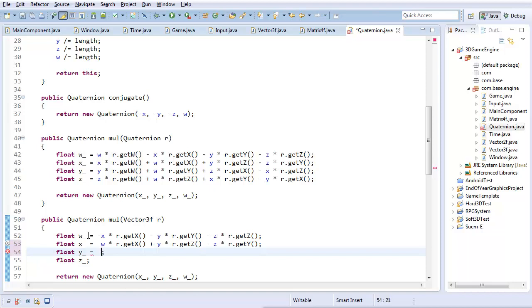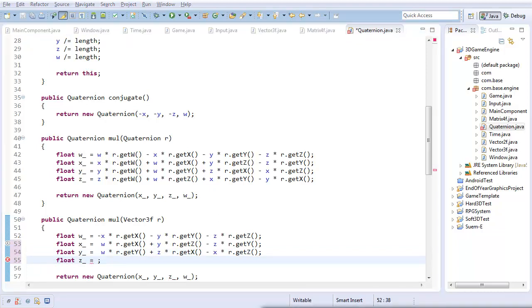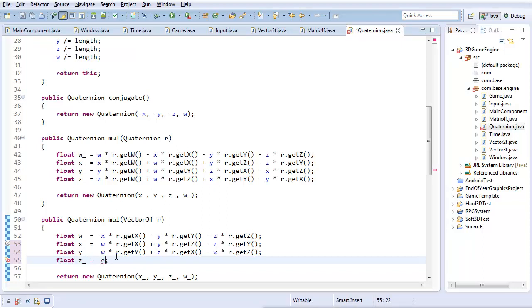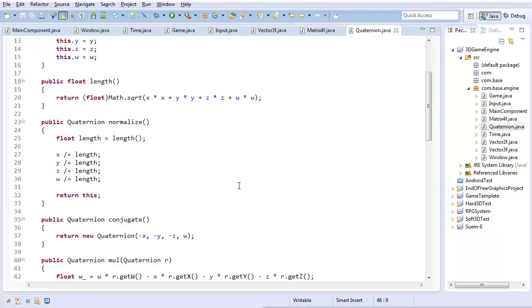So next up is w times r dot get y plus z times r dot get x minus x times r dot get z. And in case you're wondering, the way this works is you're treating the vector as if it's a three-dimensional imaginary number. So, yeah, that's why this is so much fun. W times r dot get z plus x times r dot get y minus y times r dot get x. Wow, that wasn't nearly as bad as I thought it would be. But, yeah, that appears to be quaternion multiplication, and the end, thank God, of all our ridiculous math classes.